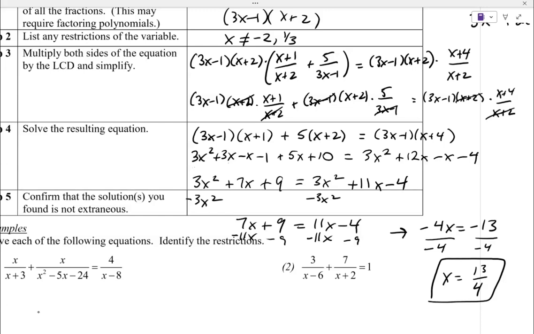Okay? See if you can do number 2. We'll do number 1 together here in a minute. But see if you can do the second one there. And then we'll chat about it. And then we'll do the first one together.